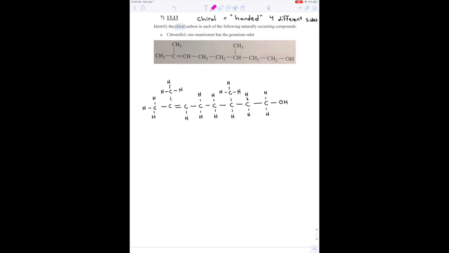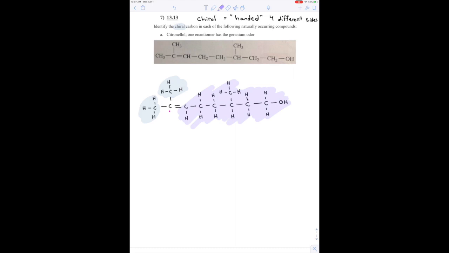Okay, let's see if this carbon is chiral. So this is going to be bonded to a CH3. Notice that I'm thinking globally here. Another CH3, so already not looking too good for being chiral. And then this third one is different. You have this big, huge group.